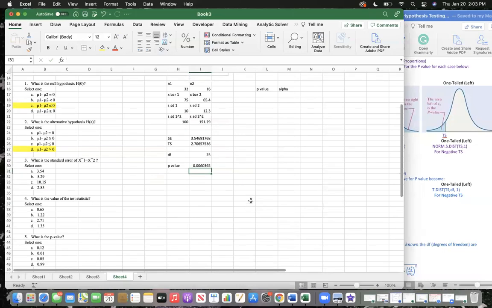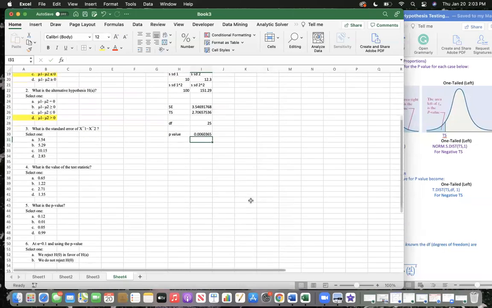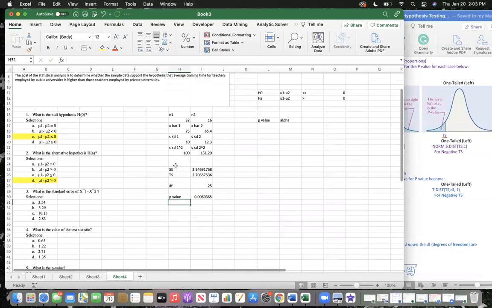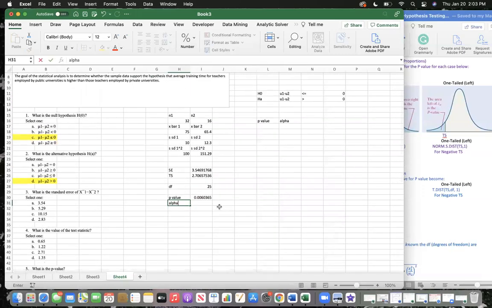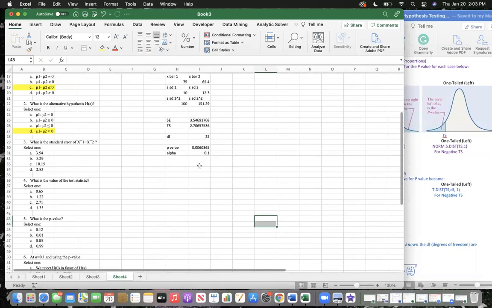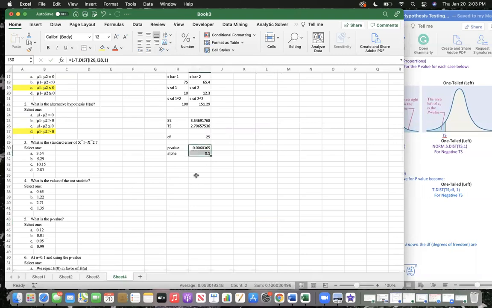Now we need to know what our alpha is to determine if we reject or do not reject. So if we just scroll a little bit, we see our alpha is 0.01. So like I said earlier, when we do the p-value approach, we're comparing our p-value to alpha. So we said alpha is 0.1. Okay, not 0.01, 0.1. So comparing these two, we see our p-value is less than alpha. In other words, alpha is greater than p, or you can say p is less than alpha.